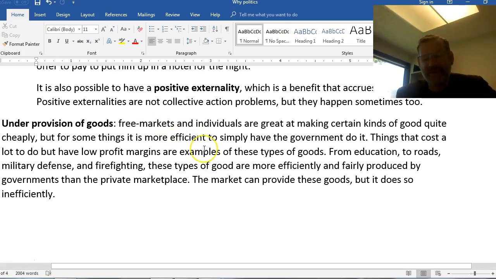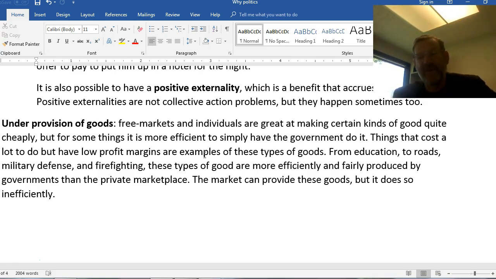Under provision of goods, okay? One thing that happens is that free markets and individuals are really great at making certain things quite cheaply, but for other things, they're actually not always more efficient. Things that cost a lot to do but have low profit margins are examples of these types of goods.